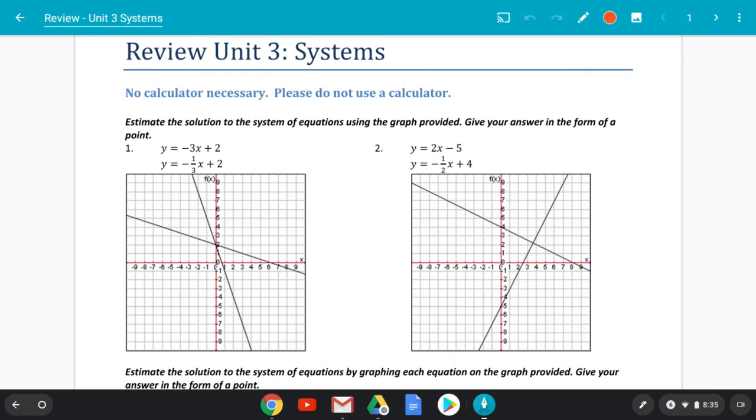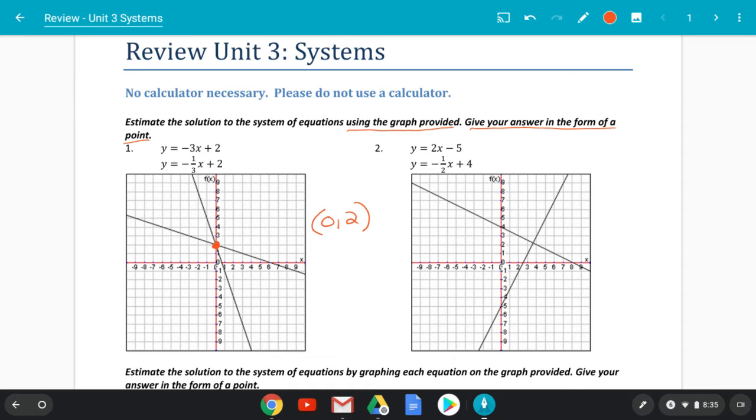The first two questions are super easy. The work is already done for you. All you have to do is estimate the solution of the system of equations using the graph provided. Give your answer in the form of a point. That's what we've been doing in this entire unit. So I'm looking for the point of intersection. These two lines intersect right there, and that is the ordered pair (0, 2).